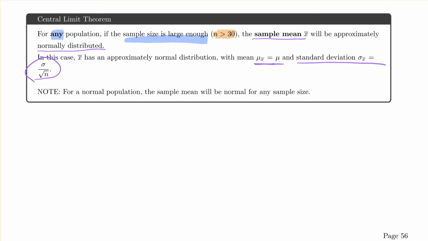So for the central limit theorem, essentially we need to remember that with a large enough size, greater than 30, the sample mean is approximately normally distributed. If we're getting the sample from a normal population, then it will, of course, always be normal for any size.